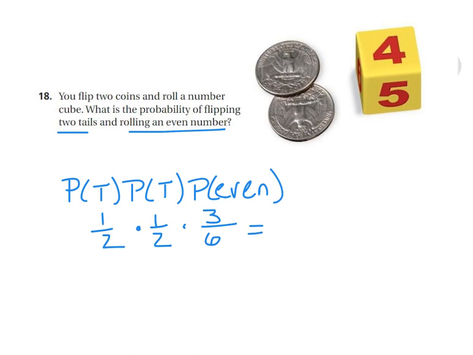And now we do the math out. We do 1 times 1 times 3 is 3, and 2 times 2 times 6, this would be 4 times 6 is 24. And if we simplify, 3 goes into itself 1, and 24 divided by 3 is 8. So the probability is 1/8 that you will flip 2 tails and roll an even number.